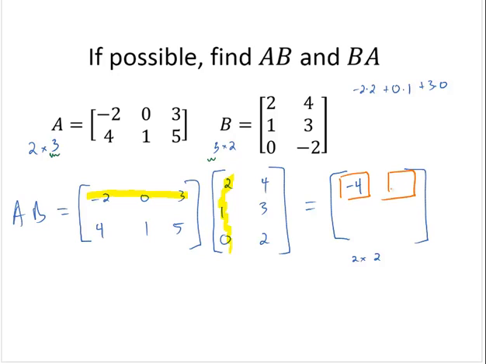All right, now, since that's the element in the first row and the second column, we multiply the first row by the second column. And that would give us negative 2 times 4 plus 0 times 3 plus 3 times 2, which is negative 8 plus 0 plus 6, and that's negative 2.